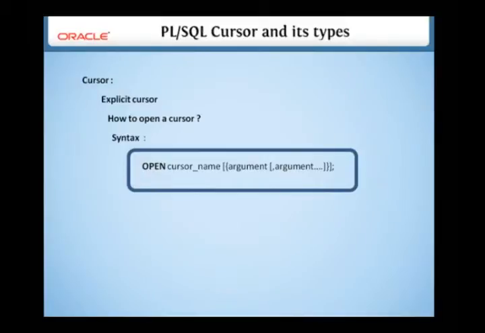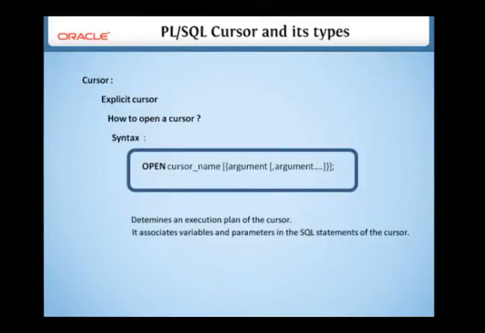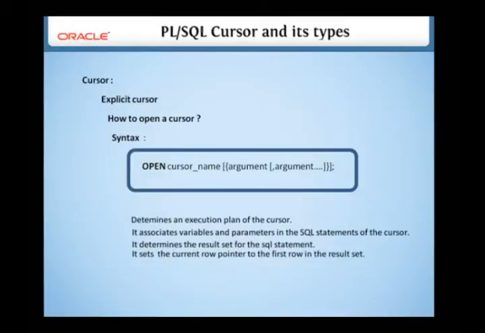Let's see the list of operations carried out by the open process. First, it determines an execution plan of the cursor. Then, it associates variables and parameters in the SQL statements of the cursor. Then, it determines the set result for the SQL statement. And last, it sets the current row pointer to the first row in the result set.